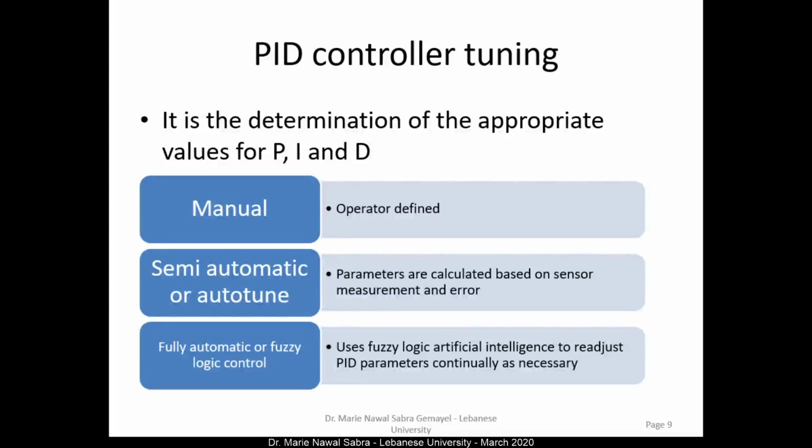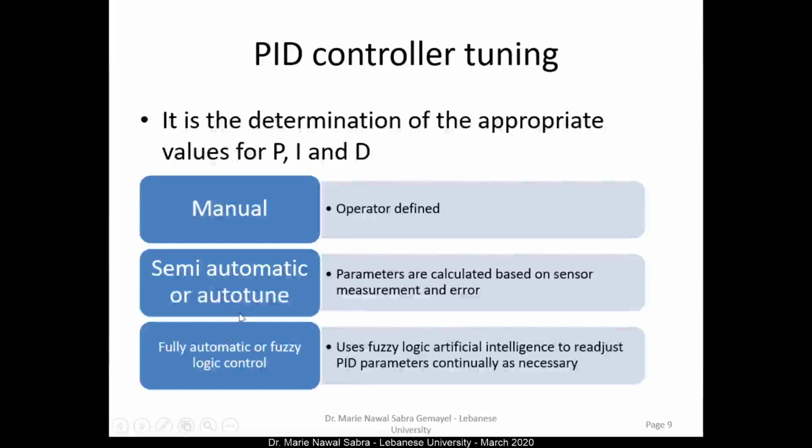So to reach these exact correct values of integral, derivative, and proportional, to get the fastest and more stable control, the controller has to be tuned. We have to choose correct values for P, for I, and for D. The simplest way is to go for manual. This means by trial and error, and then the operator checks for the best values and then decides on them. And this is the longest way.